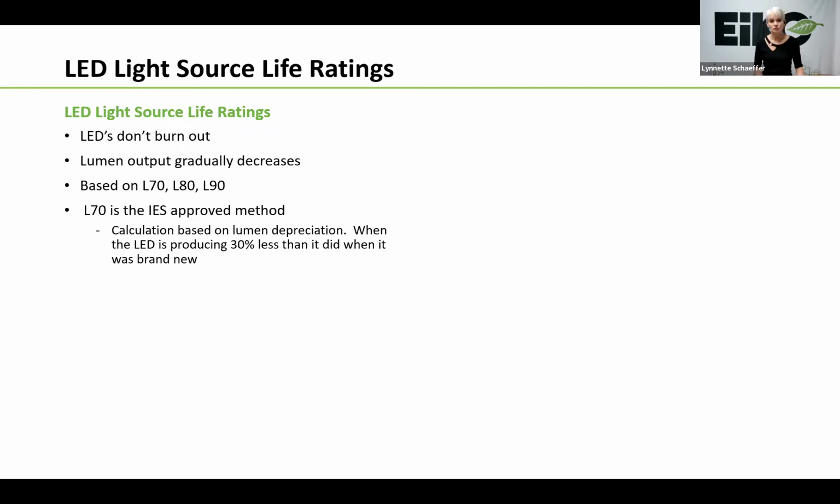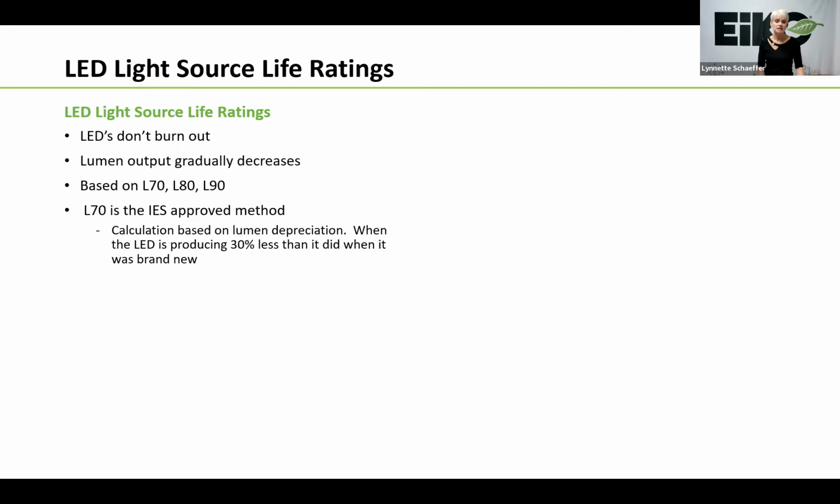Most other traditional light sources just burn out eventually, right? Additionally, with LEDs, they do lose lumen output, and that lumen output gradually decreases over time. Now, that process for the light to decrease is much, much longer than most traditional lamp sources. So let's talk a little bit about how you rate LED life, because it's not like traditional light sources where you have 50% of them burn out. That's not at all how that works.